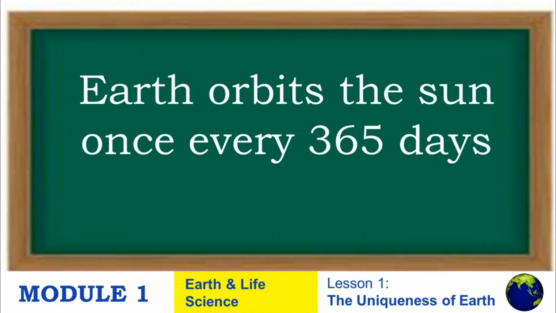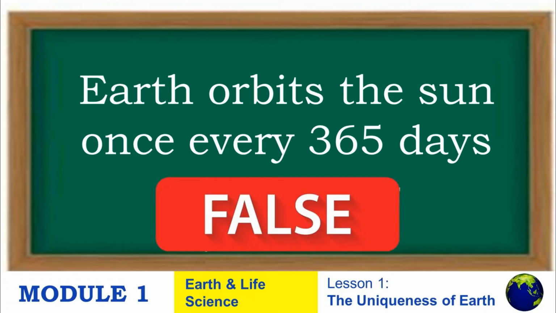And the correct answer is false. Earth orbits the Sun once every 365.25 days. It's actually 365.256 days. Since our calendar years have only 365 days, we add an extra leap day every 4 years to account for the difference.